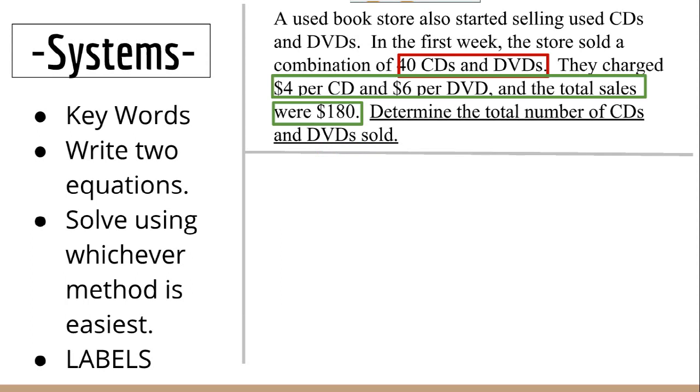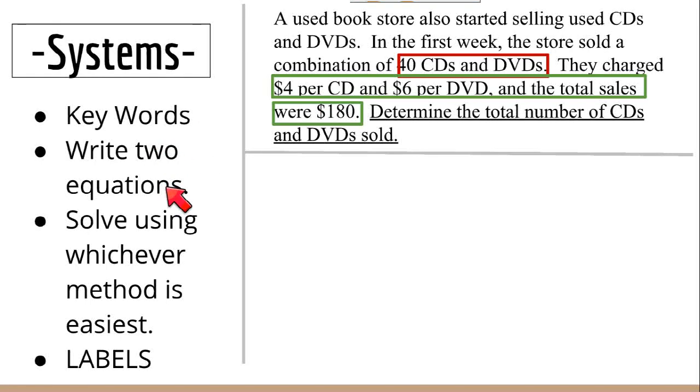So again, first step is to pick out things that are important. So let's look at what we've highlighted here. We know that in the first week they sold 40 CDs and DVDs, and that's a combination. So combined, they sold 40 CDs and DVDs. We also know that they charged, and this is again boxed because it's important, $4 per CD and $6 per DVD, and the total sales were $180. So when you're working on yours, I want to see you picking out the important things, those keywords. So let's go to the next part.